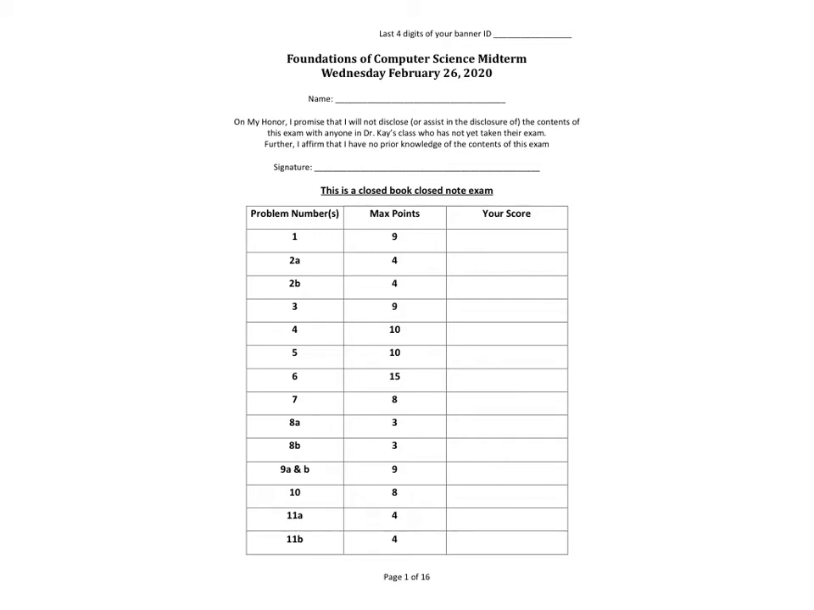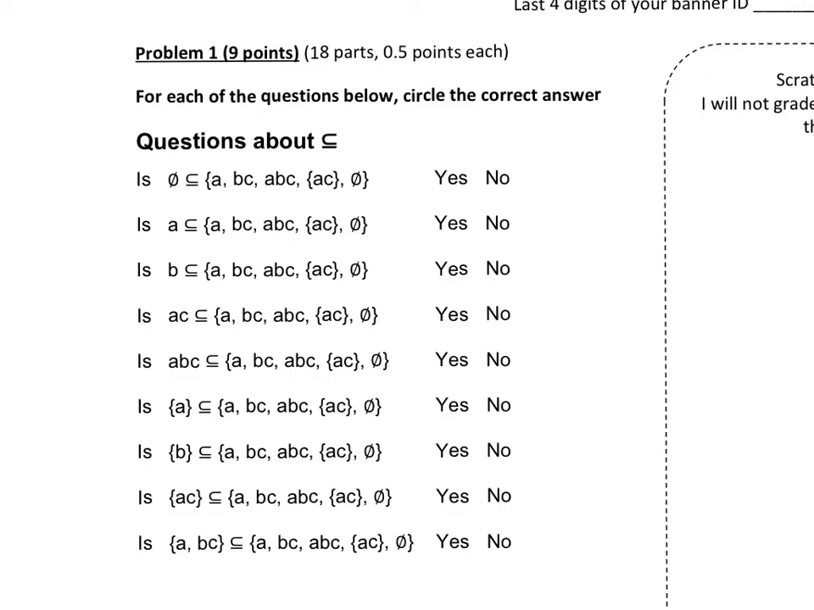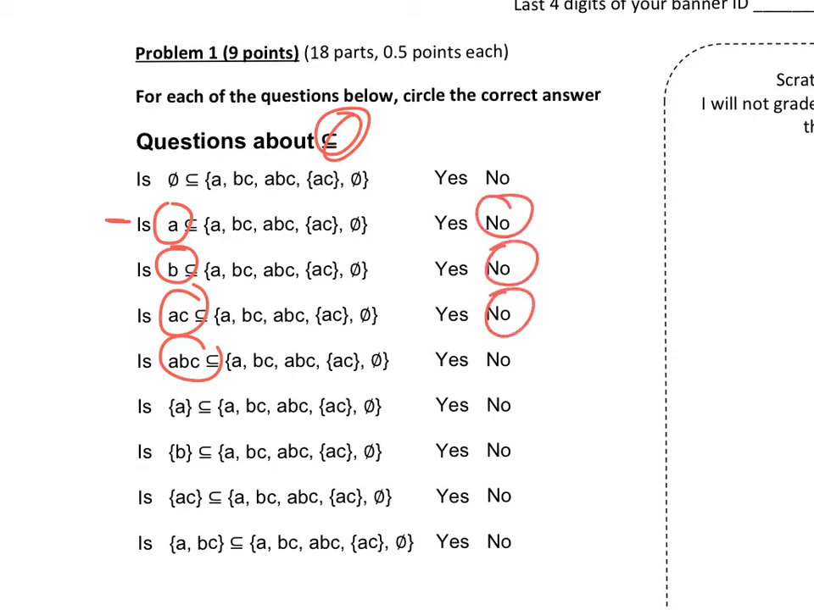Okay, so let's do a quick walkthrough of the Spring 2020 Foundations midterm. This first section is all about subset, and you have to be a set to be a subset. So A is not a subset, B is not a subset, AC, these guys are all not subsets because they're not sets. So these automatically get no, no, no, no.